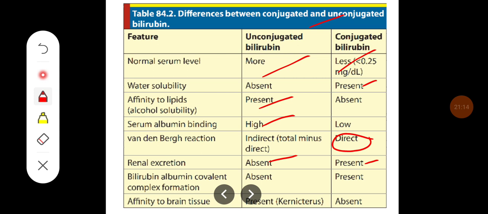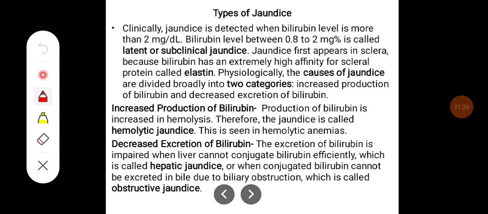The bilirubin albumin covalent complex formation is absent with unconjugated bilirubin. The affinity towards the brain tissue is high for unconjugated bilirubin. The types of jaundice. Clinically, jaundice is detected when bilirubin levels are more than 2 milligrams per deciliter. Bilirubin level between 0.8 to 2 milligrams is called latent or subclinical jaundice. Jaundice first appears in the sclera because bilirubin has extremely high affinity for the scleral protein called elastin.